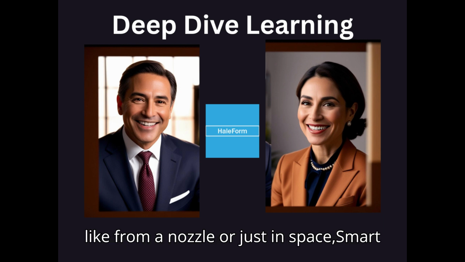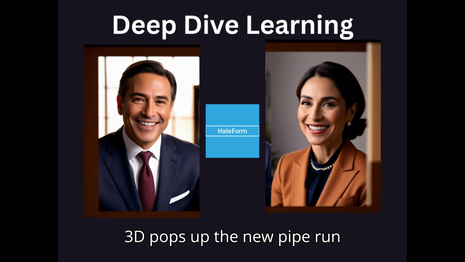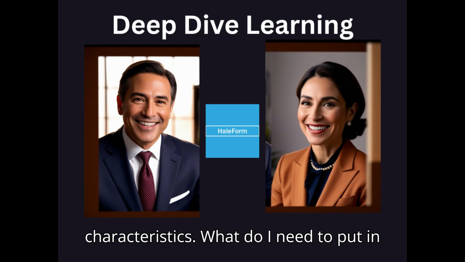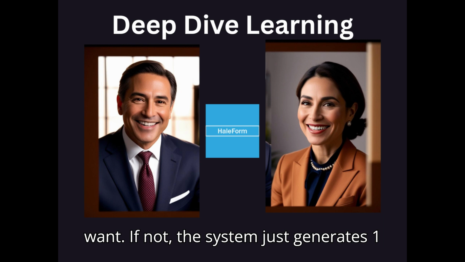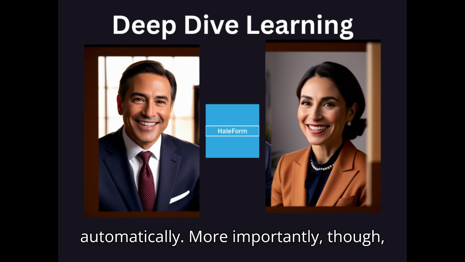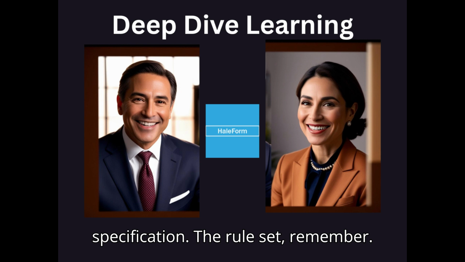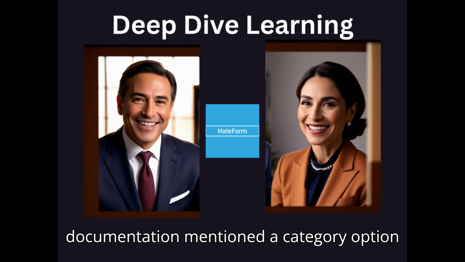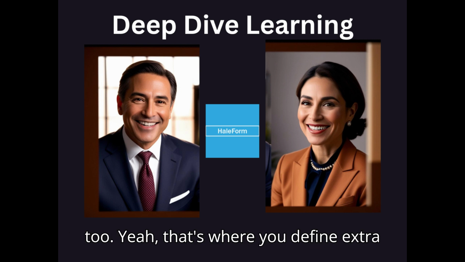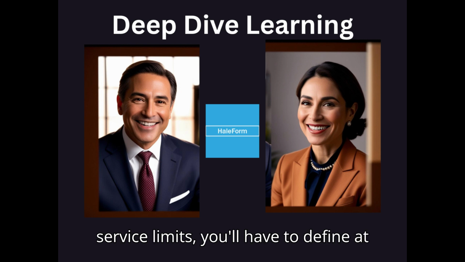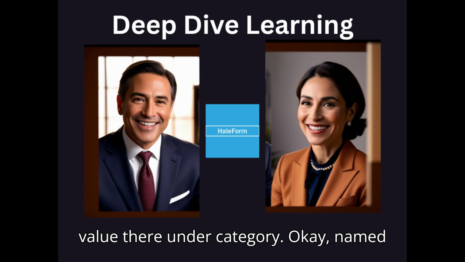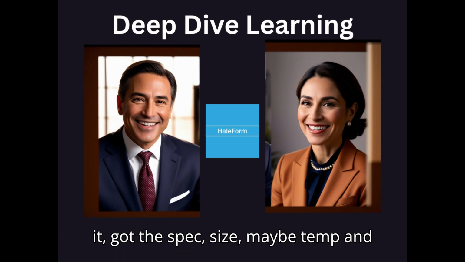And once I pick that starting point, what then? Okay, so if you're starting fresh, like from a nozzle or just in space, Smart 3D pops up the New Pipe Run dialog. Think of that as the setup screen for your new run. Right, setting the characteristics. What do I need to put in there? Well, you can give it a name if you want. If not, the system just generates one automatically. More importantly, though, you need to pick your piping specification, the rule set, remember, and the nominal diameter, the size. The documentation mentioned a category option, too. Yeah, that's where you define extra properties. Like if your spec uses service limits, you'll have to define at least one temperature and one pressure value there under category.